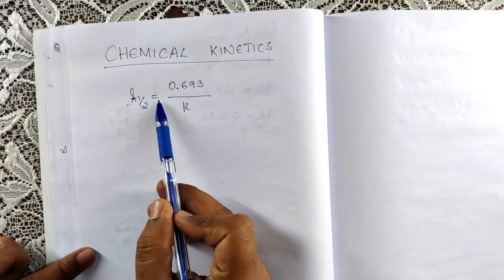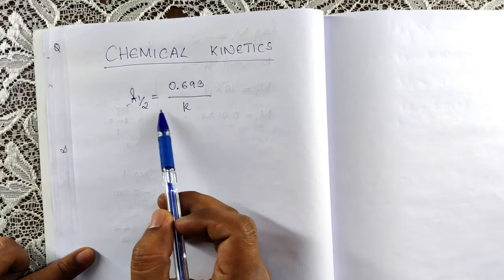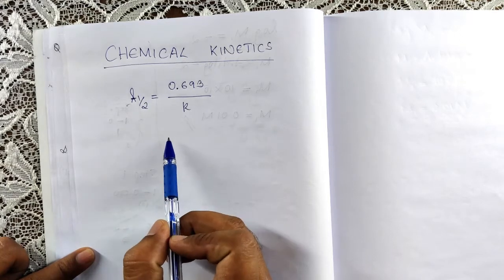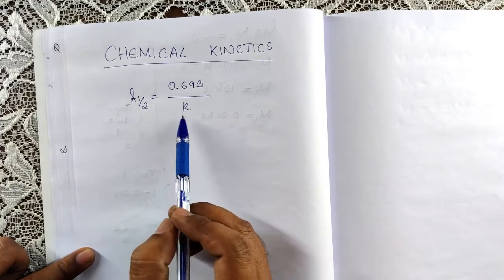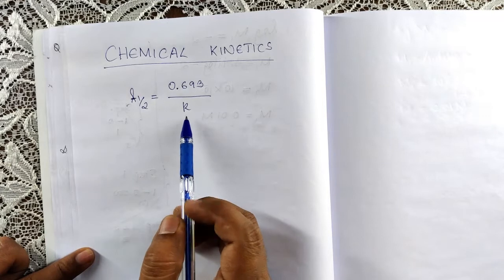T half is equal to 0.693 by K. This is the half-life period for a first order reaction. So if they ask you to calculate the half-life, this is the formula that you're going to use. T half is equal to 0.693 by K.